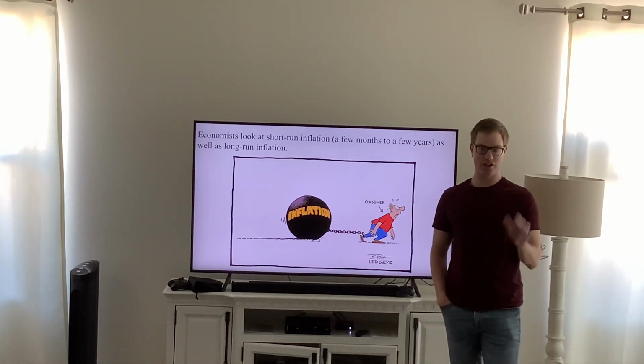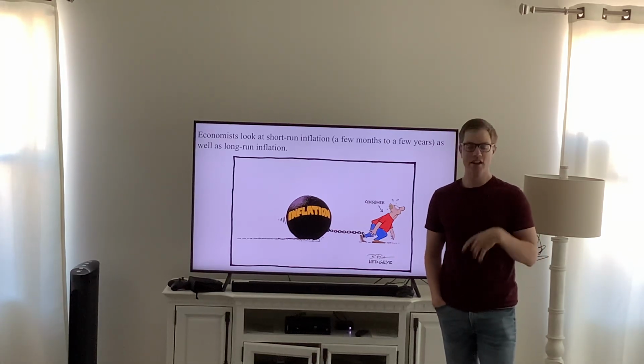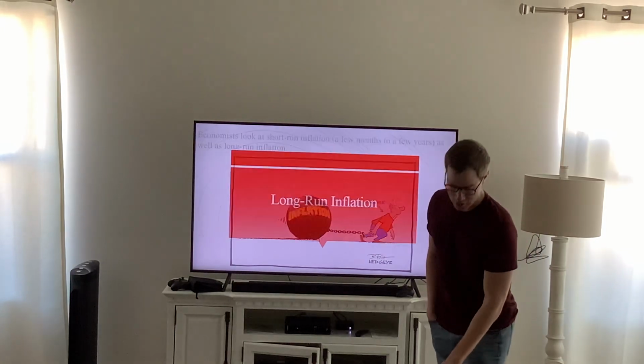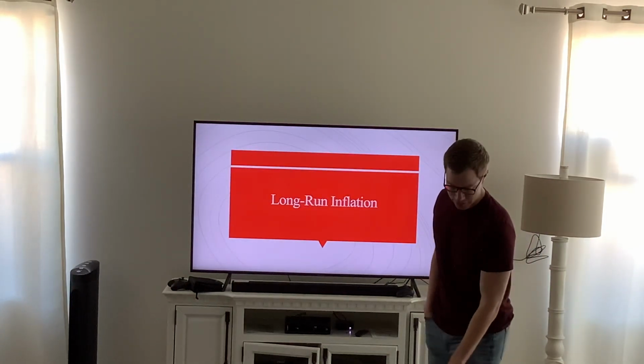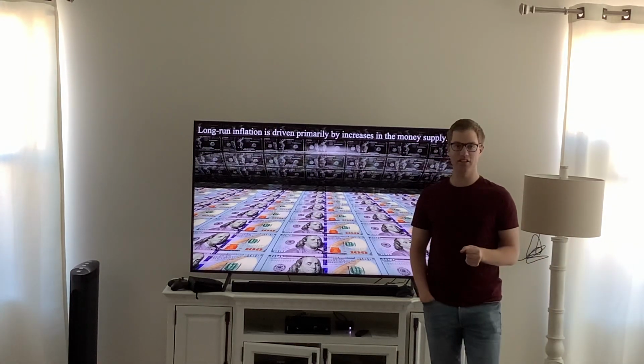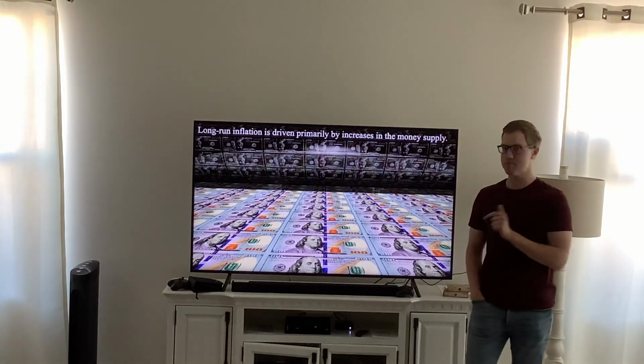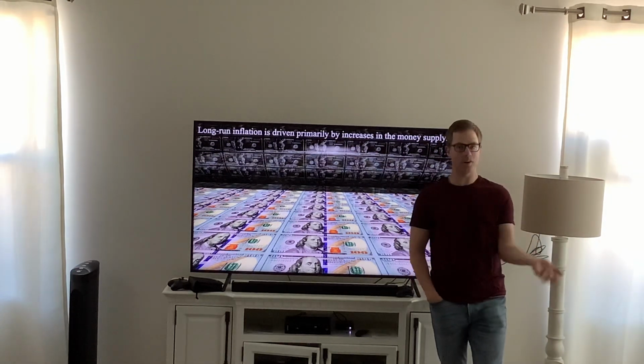Economists look at short term, which is what we like to think of as a few months to a few years, as well as long run inflation. So we're going to start by talking about long run inflation. Long run inflation, economists know what causes it. Long run inflation is caused by increasing the money supply, meaning that there's just more money out there.